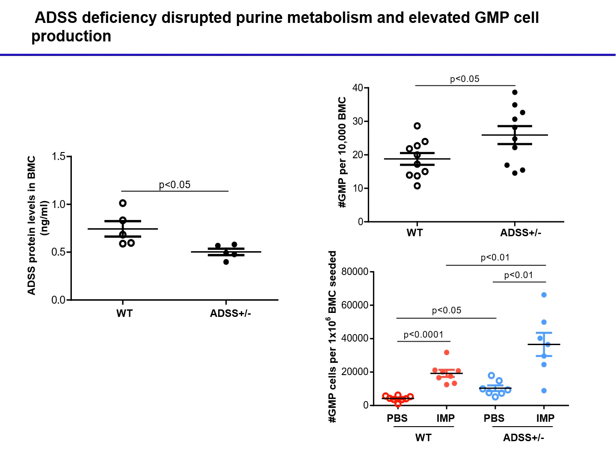ADSS is an enzyme that mediates catabolization of IMP to AMP. In ADSS heterozygote mice that we established, they displayed disrupted purine metabolism, and in these mice, the GMP cells were much higher compared with the control. When BMCs were treated with AMP for 3 days, AMP treatment further resulted in a more pronounced GMP cell production in heterozygote BMCs compared with wild-type cells treated with AMP.